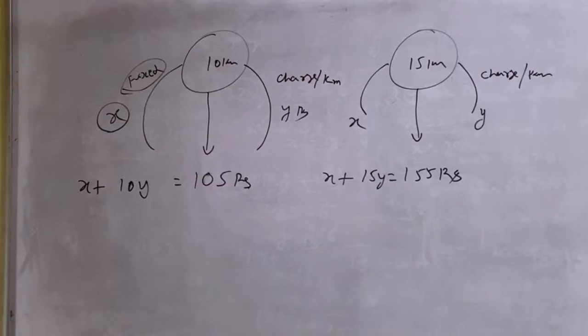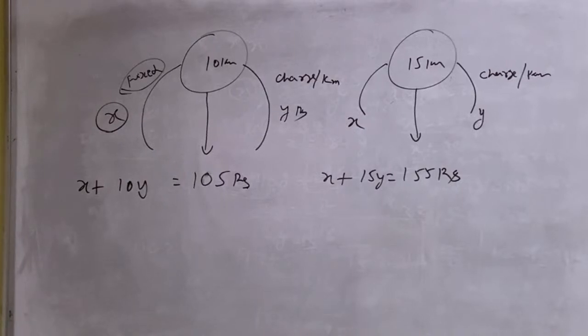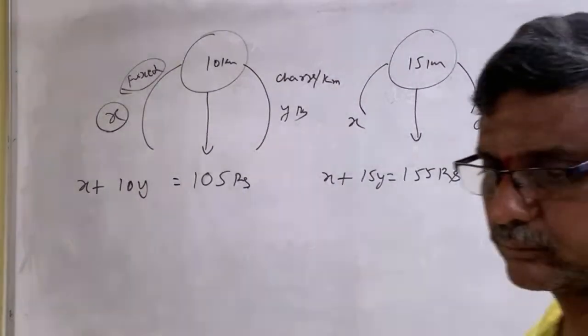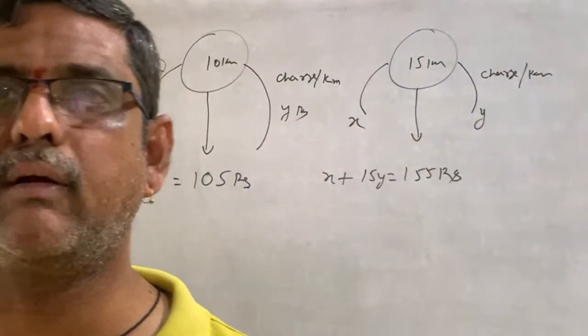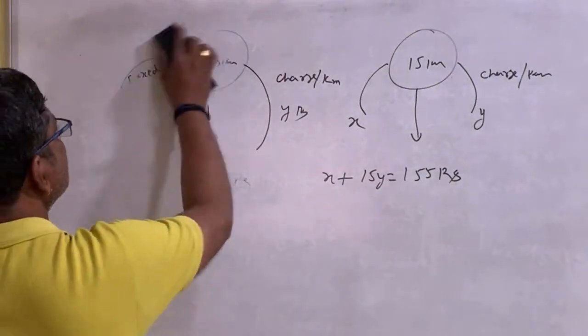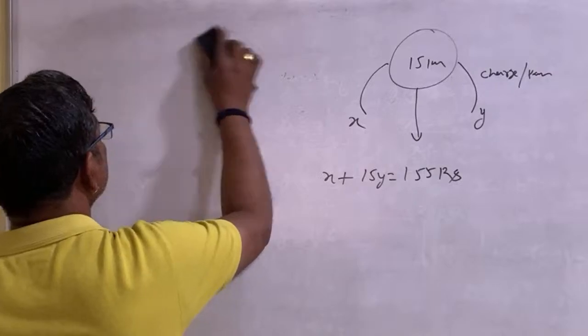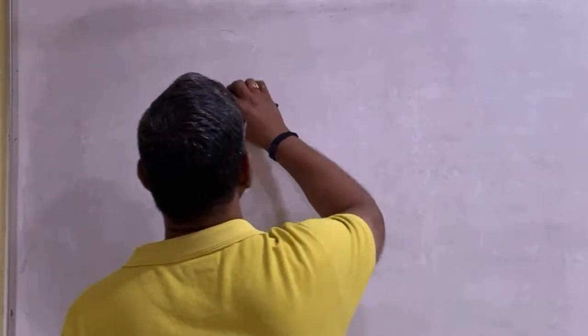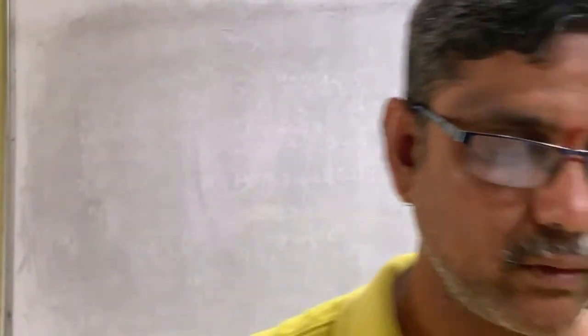So X plus 10Y is equal to 105, X plus 15Y is equal to 155. Now you need to answer what is the X value and what is the Y value. Solve at home, not here, solve at home. Okay.